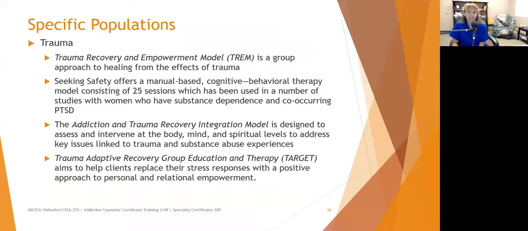The Addiction and Trauma Recovery Integration Model, or ATRIUM, is designed to assess and intervene at the body, mind, and spiritual levels to address key issues linked to trauma and substance use. And finally, TARGET, the Trauma Adaptive Recovery Group Education and Therapy Program, aims to help clients replace their stress responses with a positive approach to personal and relational empowerment. Now, these are techniques for dealing with trauma.